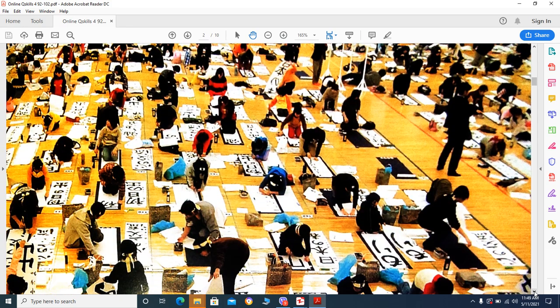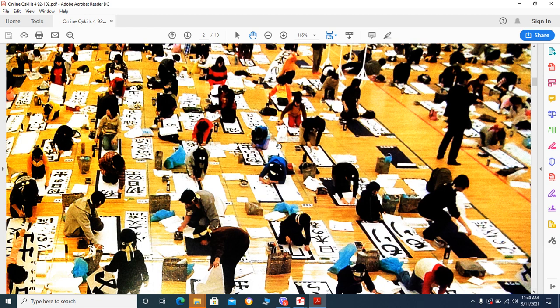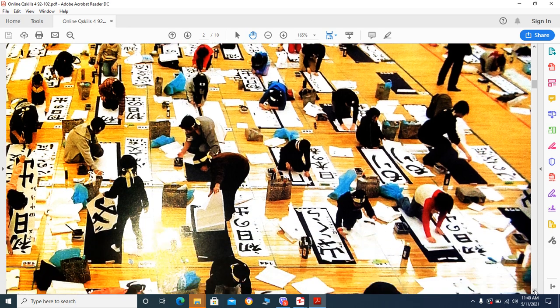Let's see. This is the photo and people are writing by hand, and by looking at this photo you will have to answer those first 3 questions.